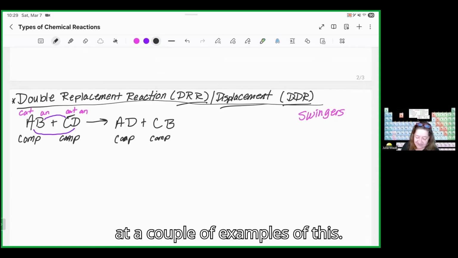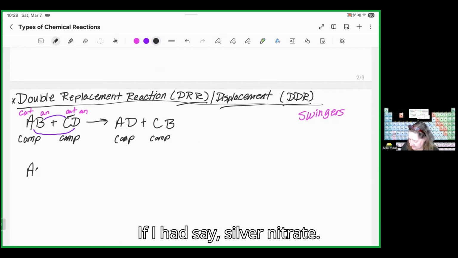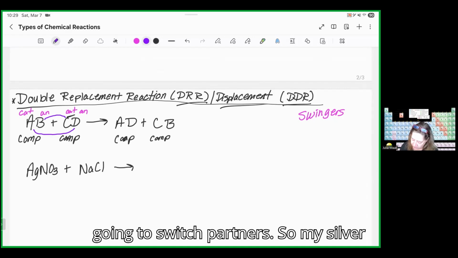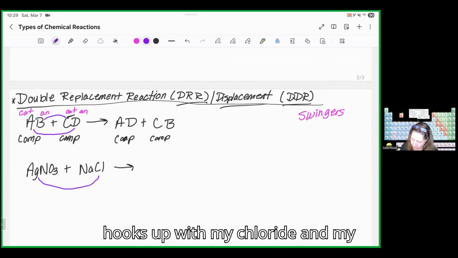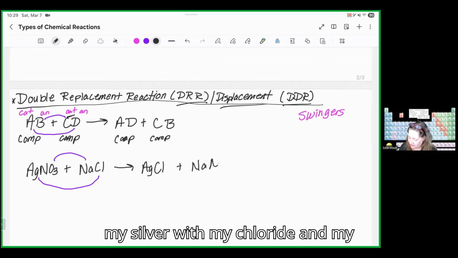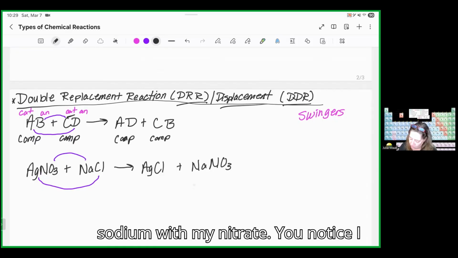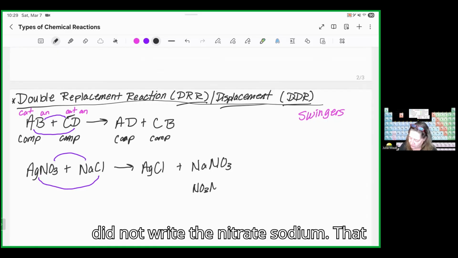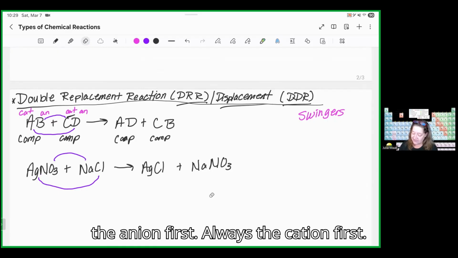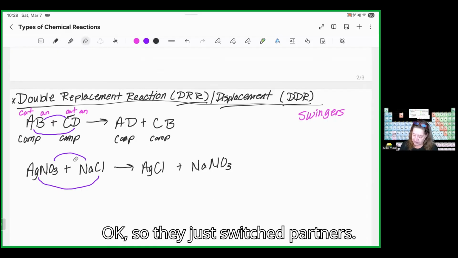So let's look at a couple of examples of this. If I had, say, silver nitrate with sodium chloride, okay, they're going to switch partners. So my silver hooks up with my chloride and my sodium hooks up with my nitrate. So my silver with my chloride and my sodium with my nitrate. You notice I did not write the nitrate sodium. That looks weird, right? We never write the anion first, always the cation first, okay? So they just switch partners.